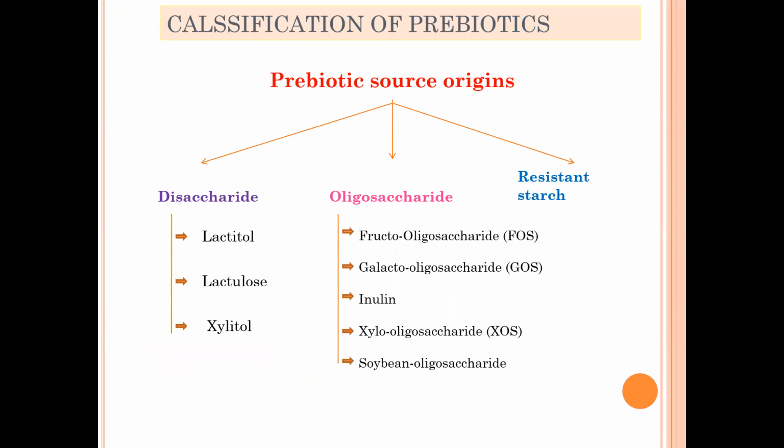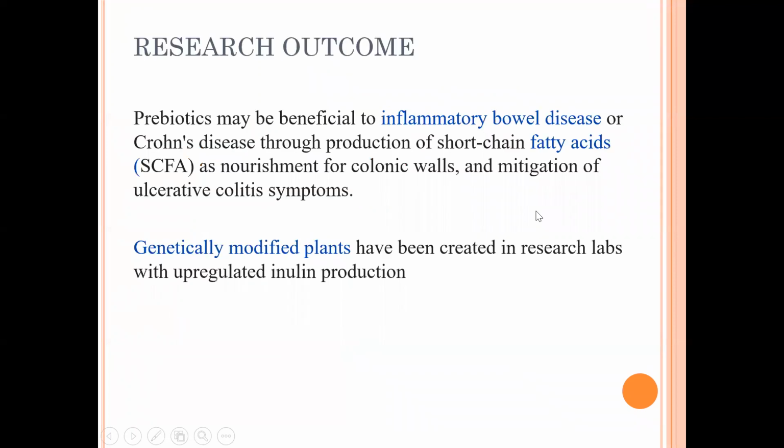Regarding the classification of prebiotics, the prebiotic compounds can be classified as disaccharides, oligosaccharides, and resistant starch. The main disaccharides are lactitol, lactulose, and xylitol. The oligosaccharides are fructo-oligosaccharides, FOS, galacto-oligosaccharides, GOS, inulin, xylo-oligosaccharides, XOS, and soybean oligosaccharides, and finally we have the resistant starch.